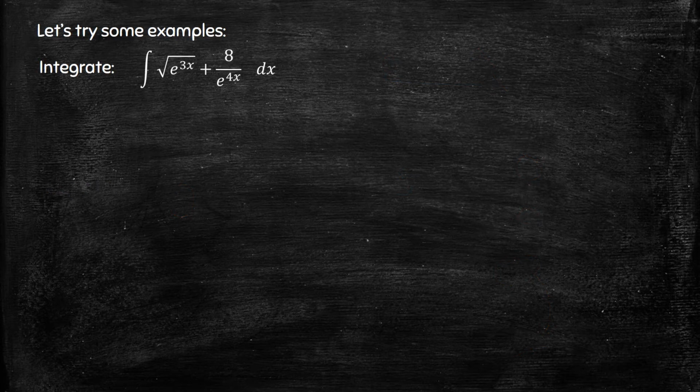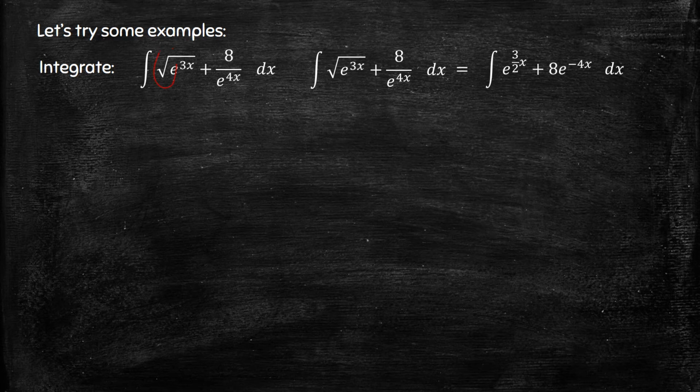So we've got this one here: the square root of e to the 3x plus 8 over e to the 4x. Now if we can remember our fractional indices rules, we can rewrite that as e to the 3 over 2 x. Because that's a square root, that's where the 2 comes from, and the 3 comes from the power of 3x. You can write it as 3x over 2 or just 3 over 2 x. It's the same thing. Again, this one is very similar to the previous one. We've got e to the 4x on the bottom line, so we can bring it up to the top line and make the power negative.